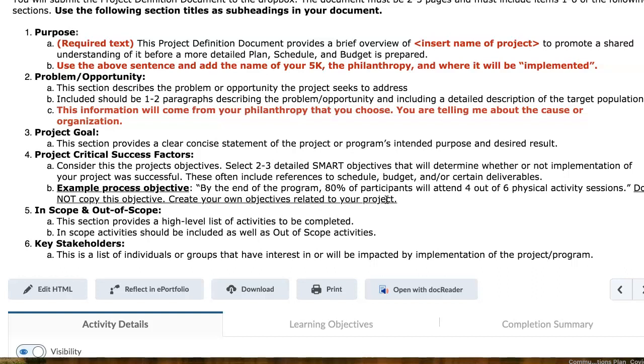Now, along those same lines, you want to think about out of scope. What are you not providing for your participants? Many times it's very important to define out of scope what we will not be providing for participants, clients, patients, etc., because you want to stay focused on the actual in-scope activities of a project. This keeps us focused on the in-scope activities.